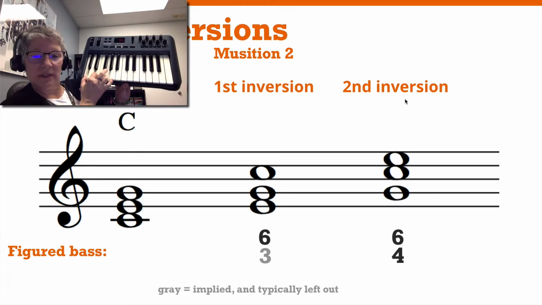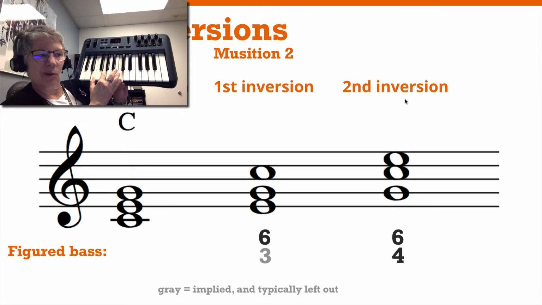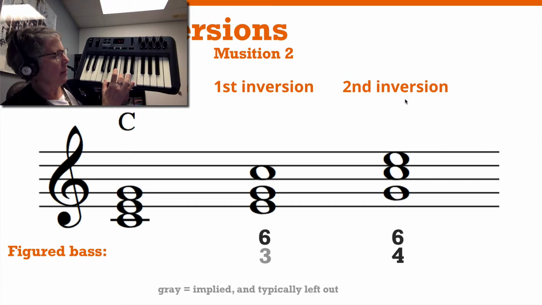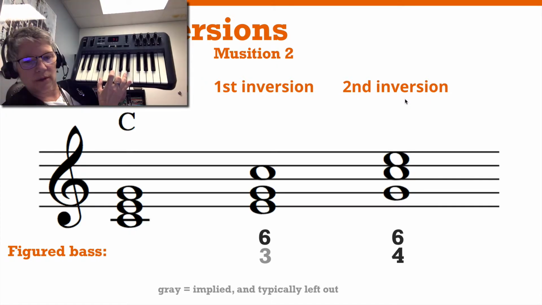So here's the root position. Put that low note up on top. I get a first inversion, or a 6-3. Put the low note up on top again. I get a second inversion, or a 6-4, because it's a sixth and a fourth.